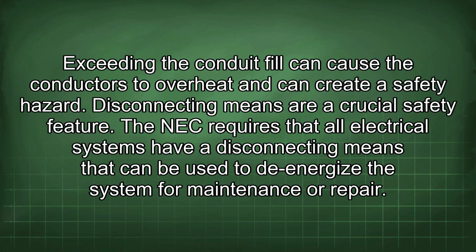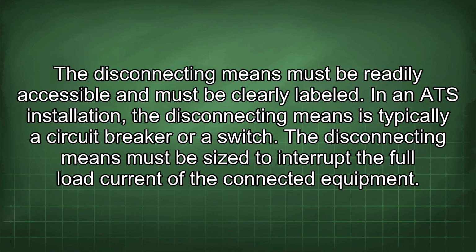Disconnecting means are a crucial safety feature. The NEC requires that all electrical systems have a disconnecting means that can be used to de-energize the system for maintenance or repair. The disconnecting means must be readily accessible and must be clearly labeled. In an ATS installation, the disconnecting means is typically a circuit breaker or a switch. The disconnecting means must be sized to interrupt the full load current of the connected equipment.